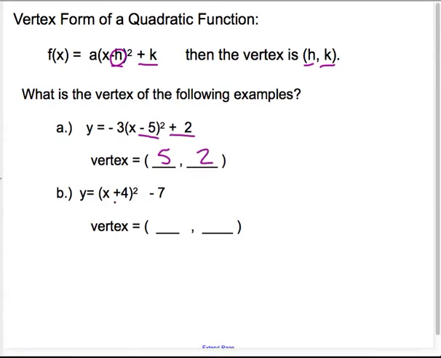For our second example, we have a positive 4 inside the parentheses, so that's really a negative 4. Negative 7 outside the parentheses, that's normal, stays negative. So it's just a little practice identifying the vertex. The next one we'll take a look at how to graph it.